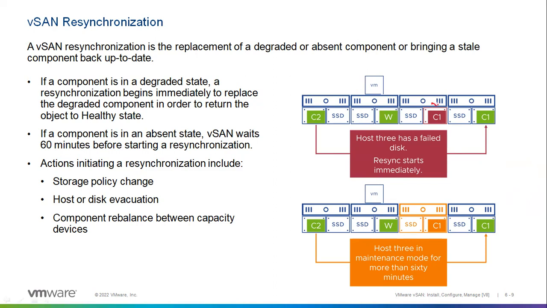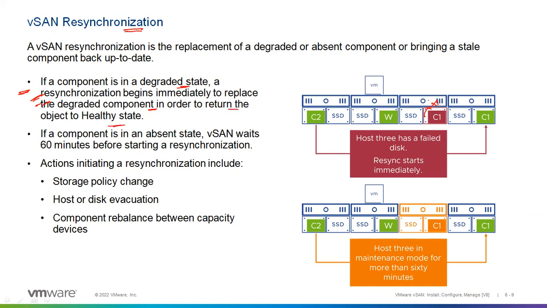If any disk gets a failure, there are different scenarios. I'll come to that, there are slides on that as well. From a resynchronization perspective, if a component is in a degraded state because of some failure, vSAN starts a resynchronization, or you can say resynchronization begins immediately, to replace the degraded component with a new component.